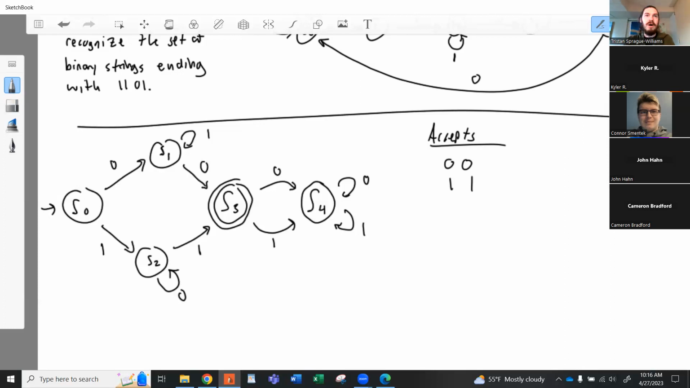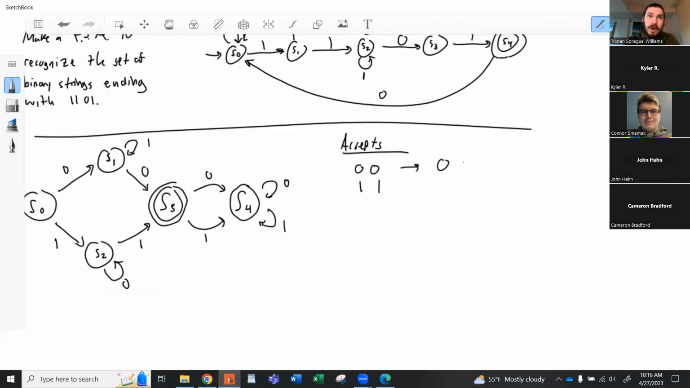So, okay, here we go. Connor has expanded on that answer to say not only will it accept these strings, I'm looking at the chat here, we could also do 0 and then 1 to the n, followed by another 0. Or we could do 1 and then 0 to the n, followed by another 1.